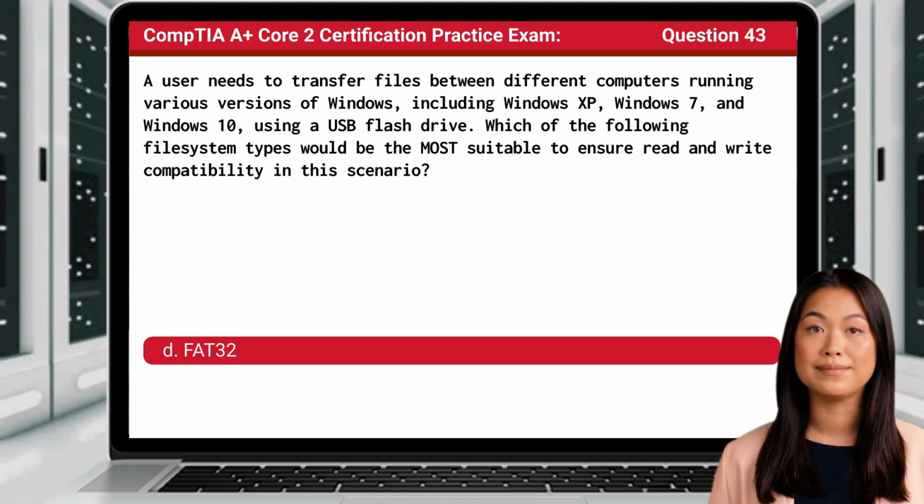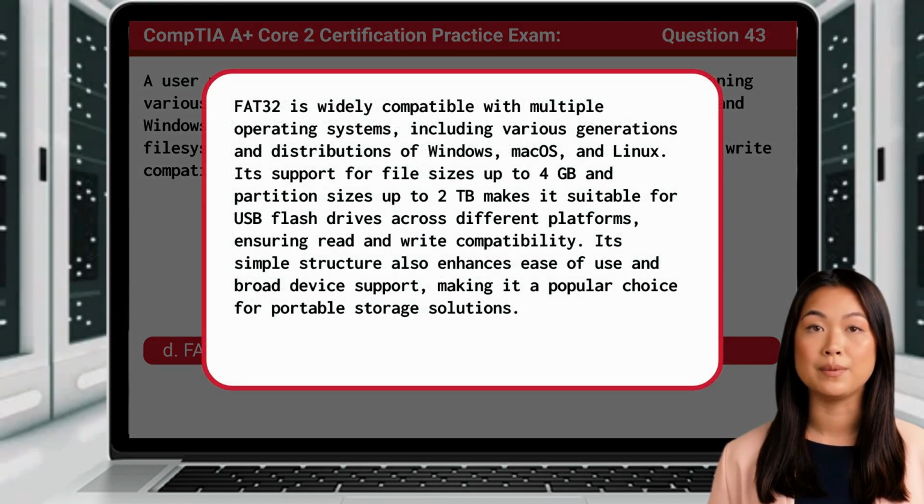The answer is D. FAT32. FAT32 is widely compatible with multiple operating systems, including various generations and distributions of Windows, Mac OS, and Linux. Its support for file sizes up to 4 GB and partition sizes up to 2 TB makes it suitable for USB flash drives across different platforms, ensuring read and write compatibility. Its simple structure also enhances ease of use and broad device support, making it a popular choice for portable storage solutions.